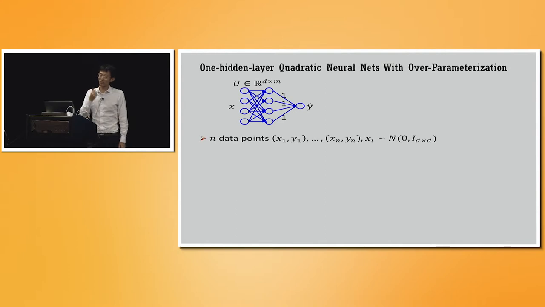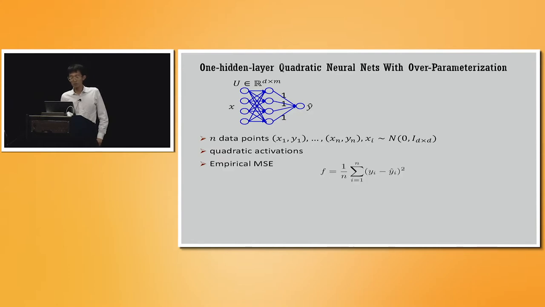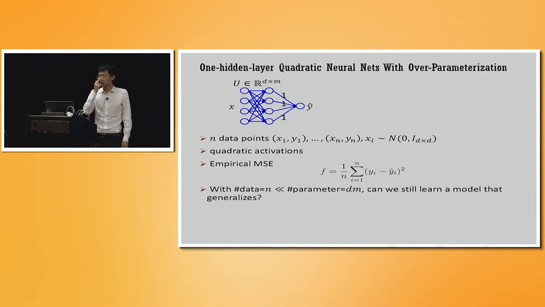We have n data points, and they are from a Gaussian for simplicity. And we have quadratic activations. And we use mean squared error for the loss. So y_i is the true label, and y_i hat is the prediction. We just take the difference and square, and take the average. So the question is, suppose I only have a very limited number of data points, so my n is smaller than the total number of parameters, which is d times m. Can we still hope to learn a model that can generalize?